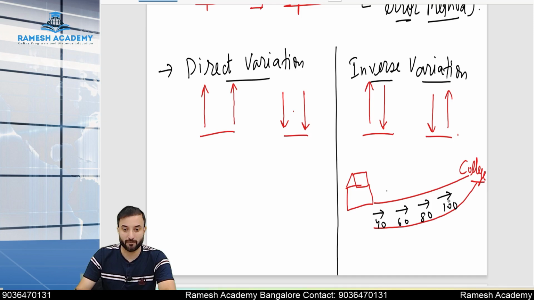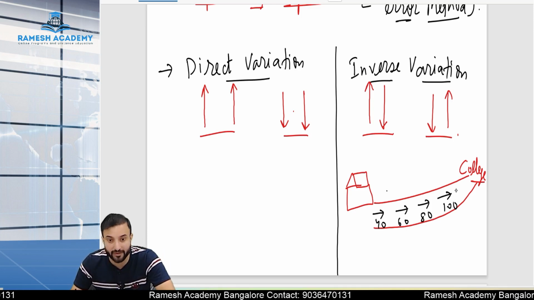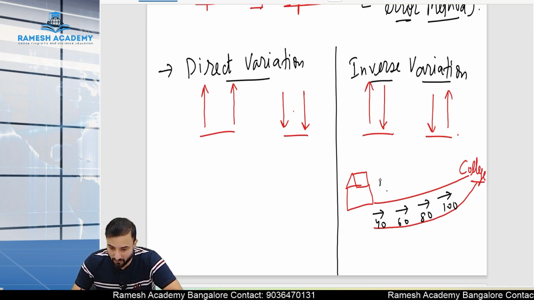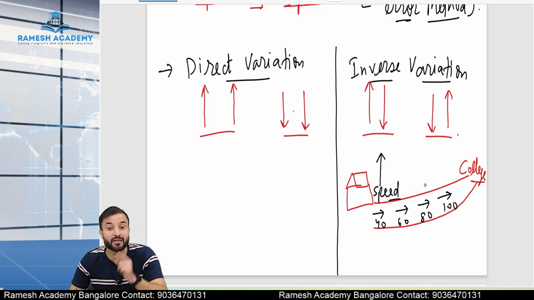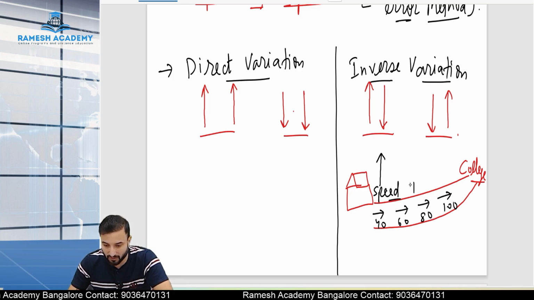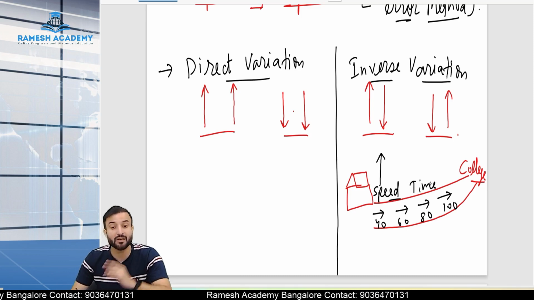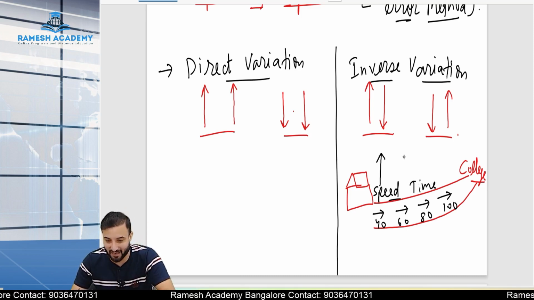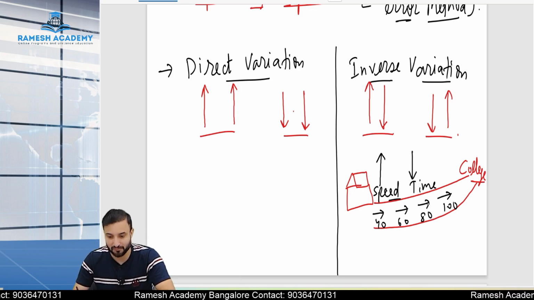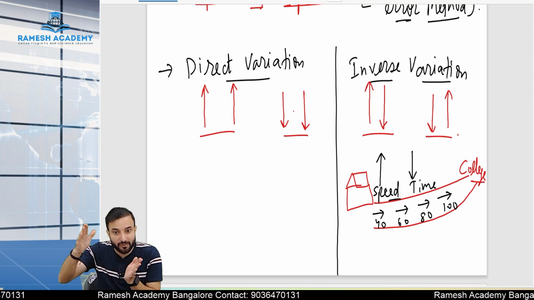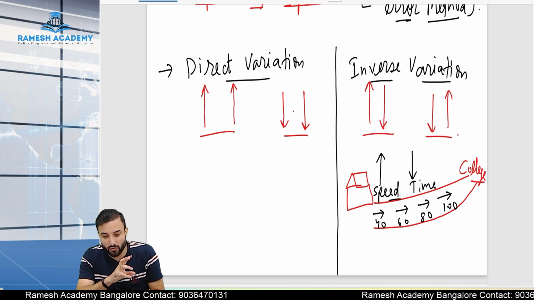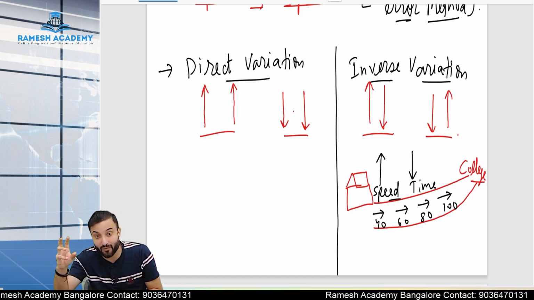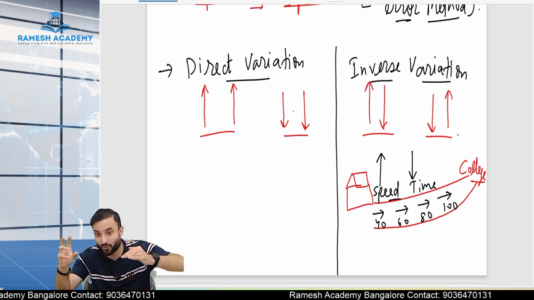So what is happening here? You are increasing one quantity, the speed. So what will happen to the other quantity? The other quantity is time. So what will happen to the time? Yes, time will decrease. Correct? If you increase the speed, time will decrease. So that is inverse proportional. If you go at 40, then 60, then 80, then 100, the time to reach the college is decreasing.